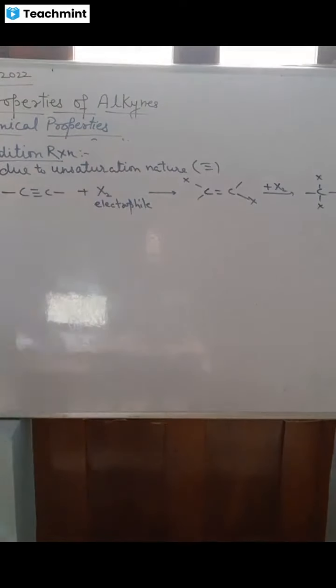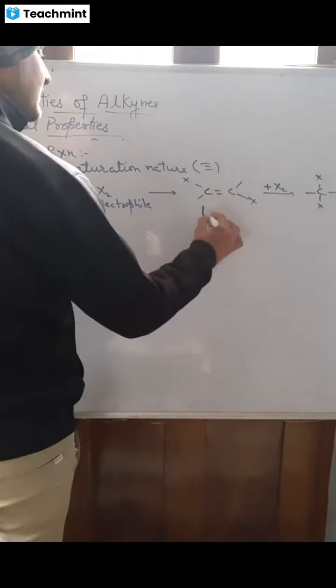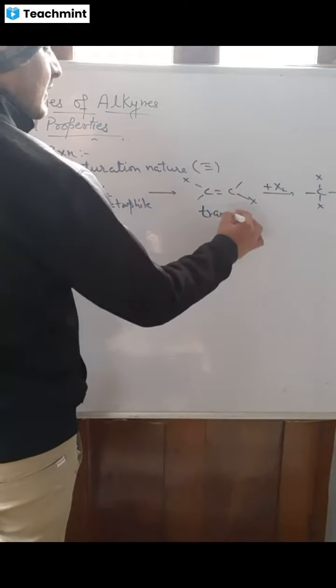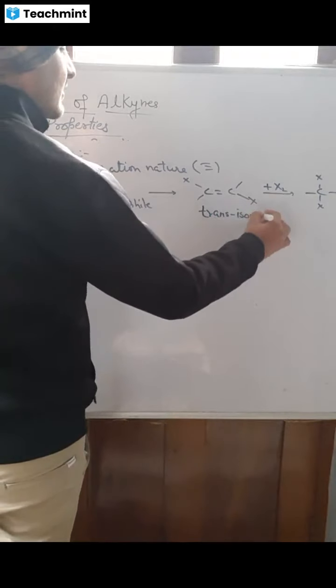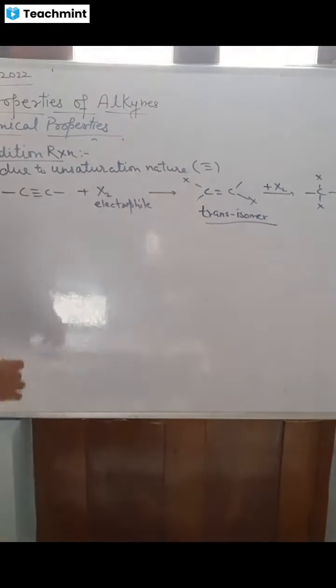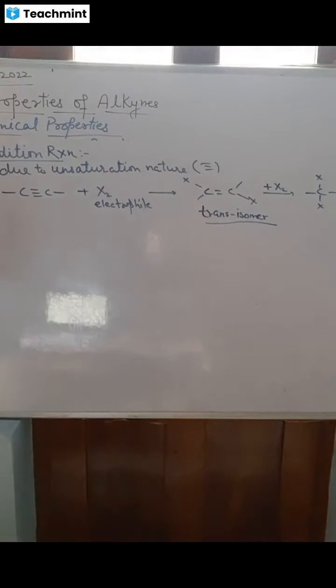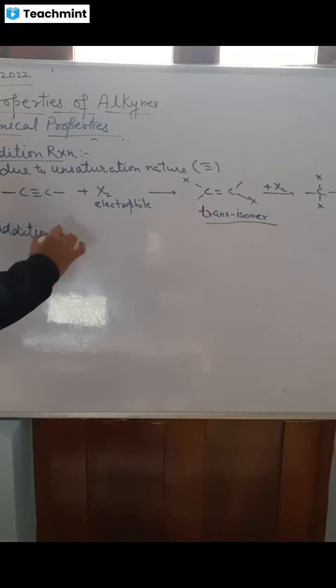This is your addition product. You should know that here, when there is addition, they form the trans isomers. Mainly the trans isomers are formed when any X group is added. So first, let's take the addition of halogens.